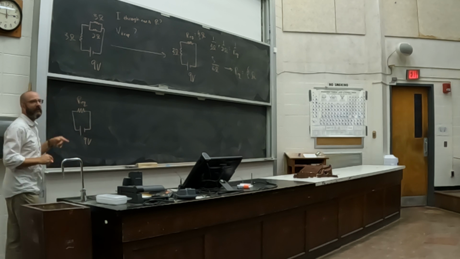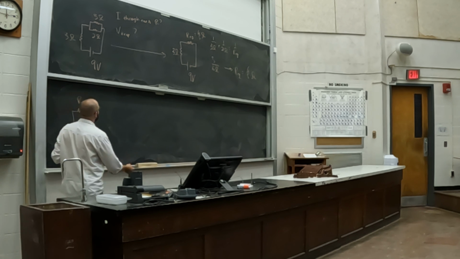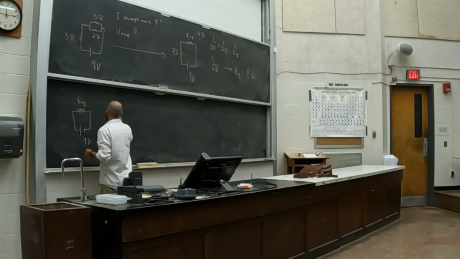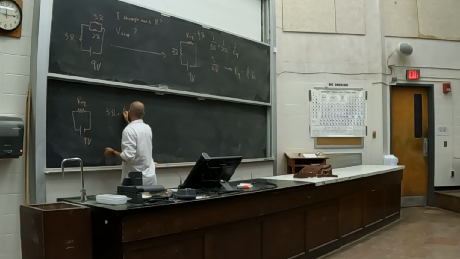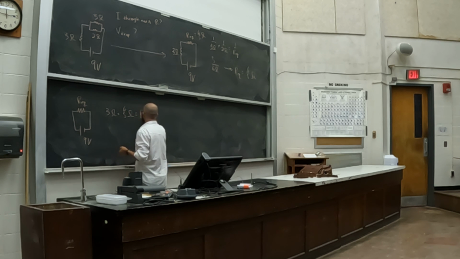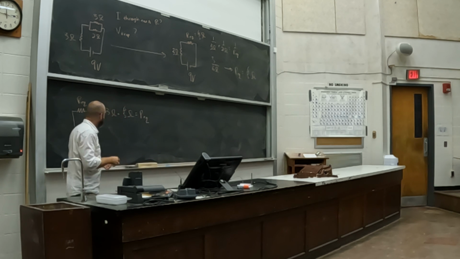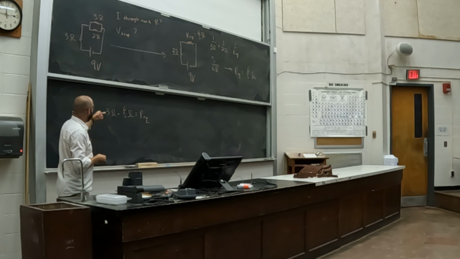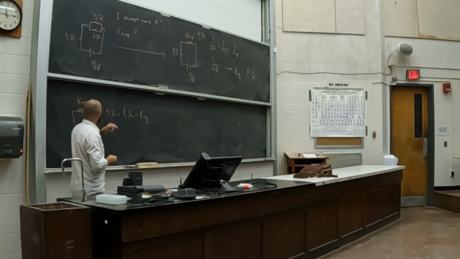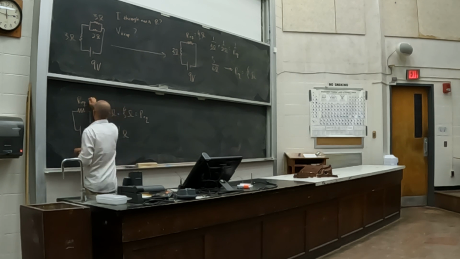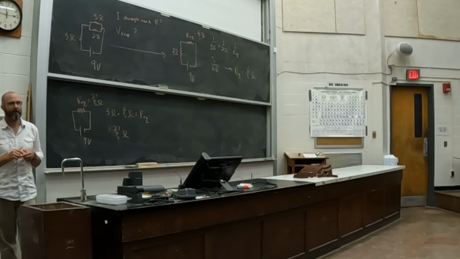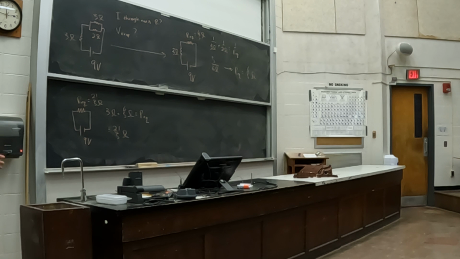In this case, I have a series combination, simple summation. I've got 3 ohms plus, what is it, 6/5. Common denominator is going to be 5, so I'm going to get 15 over 5 here, plus 6 over 5, gives me 21 over 5 ohms. So that's my equivalent circuit.